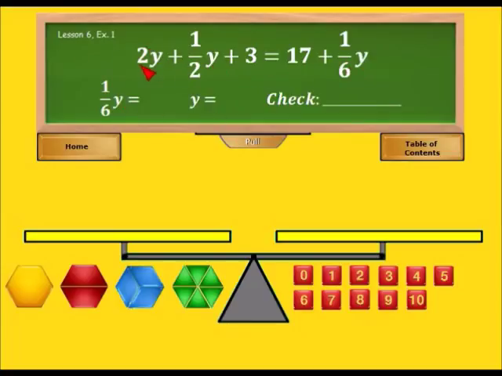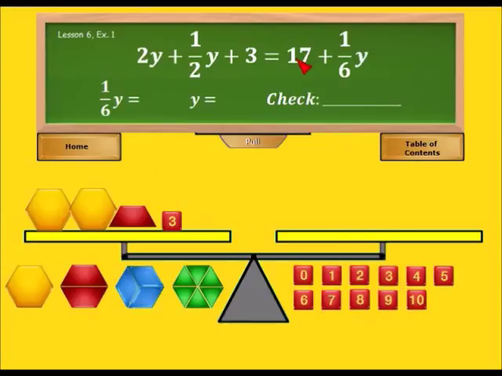The problem begins with 2y, so we need 2 of the yellow blocks up on the scale. Now, we are told we need to add half of y. Well, half of y is the red block. And now we're told that we need to add plus 3. It doesn't say 3y, just 3, so we need a cube with the number 3, the 3 constant.